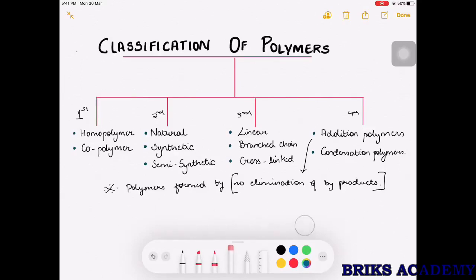Moving on to the next type of classification, which is condensation polymers. So these are the polymers in which, after the polymerization or after the reaction, elimination of byproducts such as H2O or HCl or an alcohol takes place.